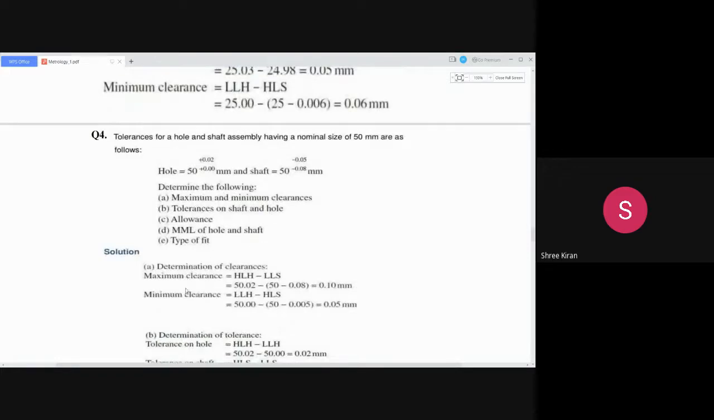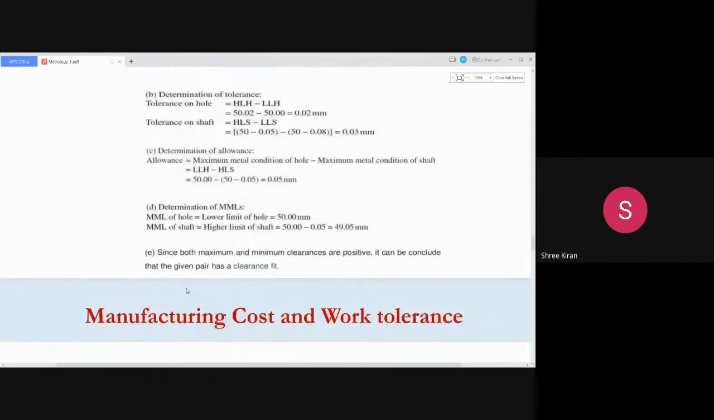Then we have the type of fit. Since both the maximum and minimum clearance values are positive, it can be concluded that the given pair has a clearance fit. Could any one of you tell me what are the various types of fits available? Sarun Rajiv, could you just tell me the various types of fits available?